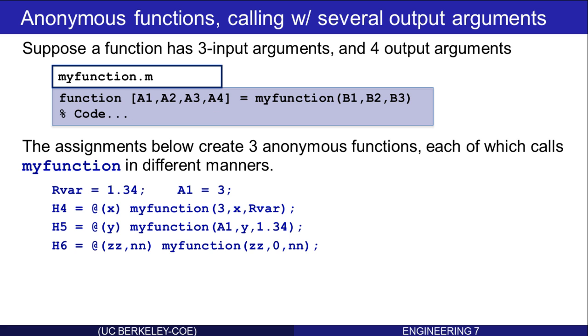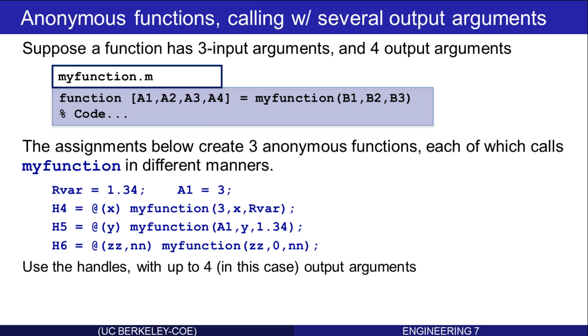Now my function returns 4 output arguments. We haven't studied that. What does that mean? Well, it means that you can use these function handles with up to 4 output arguments. For instance, h6, which accepts 2 input arguments, can be called with 2 output arguments, but it could also be called with 1, 2, 3, or 4 output arguments.